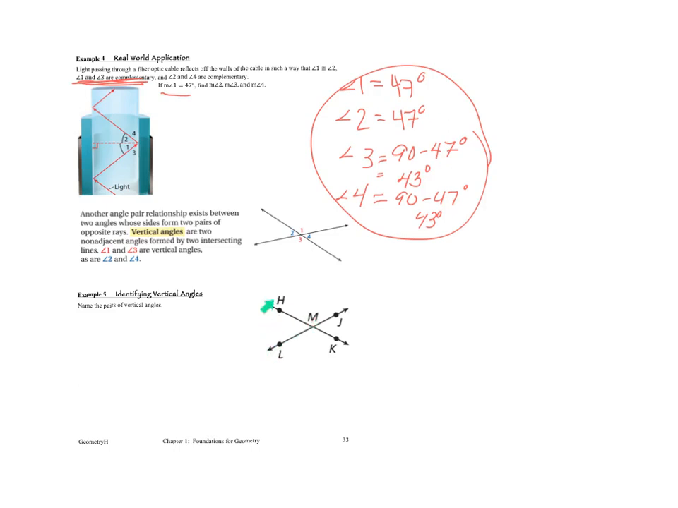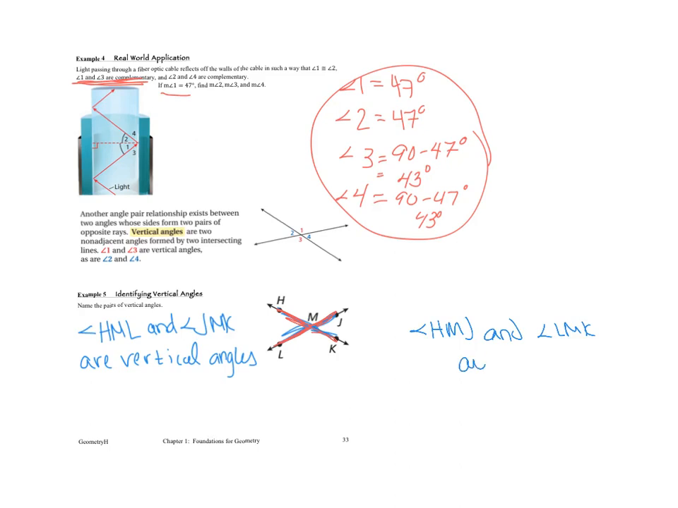So identifying vertical angles here. HML, since it's opposite to JMK, those are vertical angles. So angle HML, so H to M to L, and angle JMK are vertical angles. If you want to name another pair of vertical angles, we could say angle HMJ, I'll mark this in red, HMJ, and angle LMK are vertical angles.